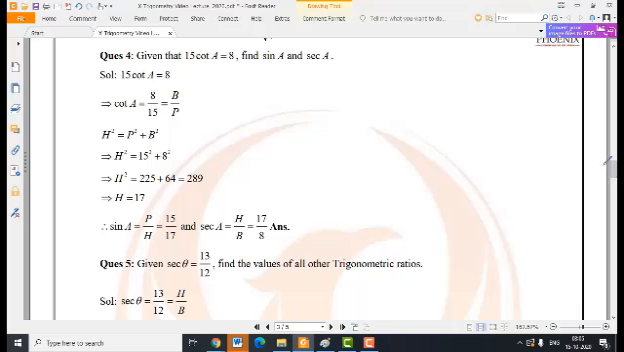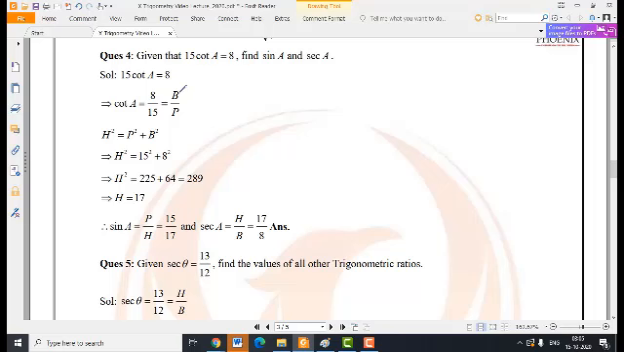What do we have? Question is, given that 15 cot A equals 8, find sin A and secant A. Alright, so this is our first lecture on trigonometry and we have to find the values of different trigonometric ratios given one of the trigonometric ratios. So 15 cot A is equal to 8, that is given to you. That means it can be rewritten as cot of A equals 8 upon 15. So this ratio is 8 by 15. What is cot A? Cot A is the ratio of base upon perpendicular.